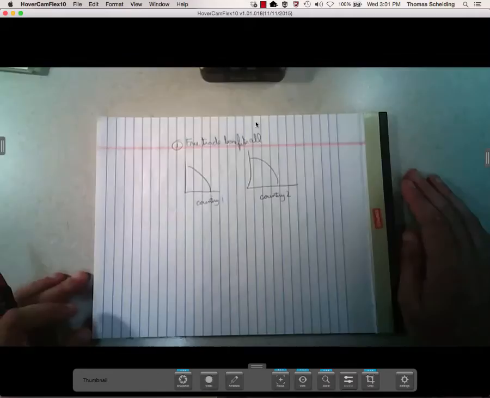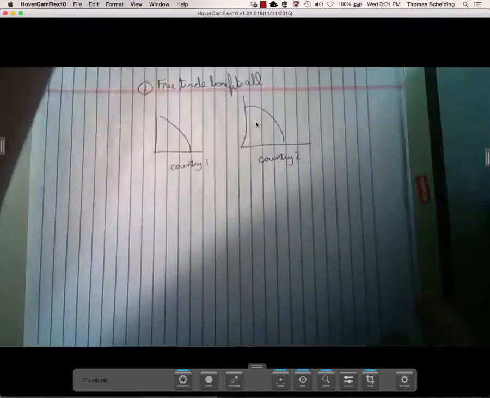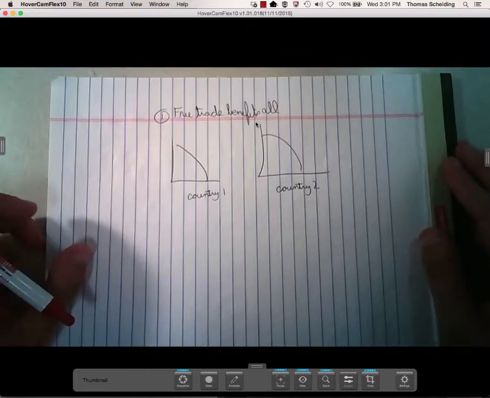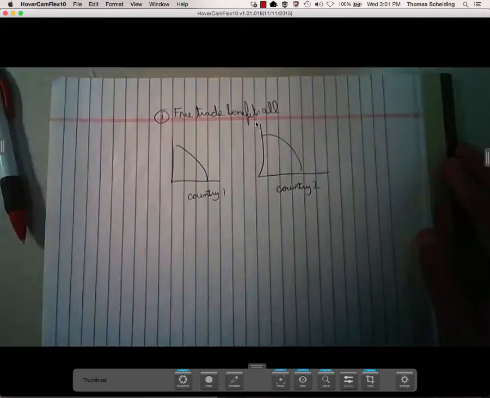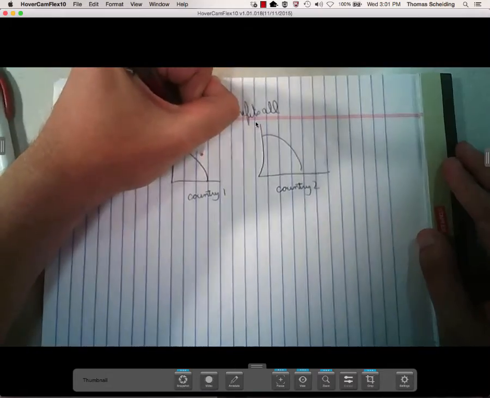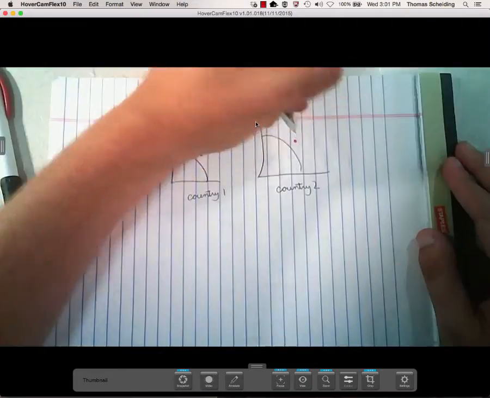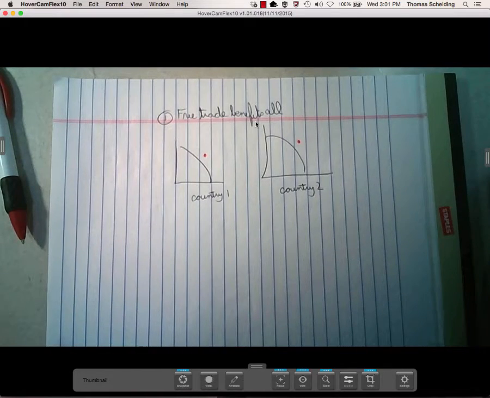can each have a production possibilities frontier, but within that frontier, and this is key to understanding this, each country can consume outside of its production frontier. That each country can consume outside of its production frontier.